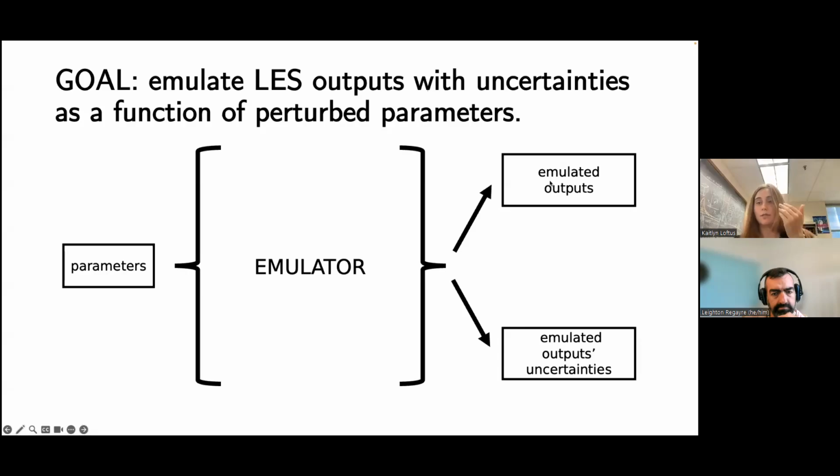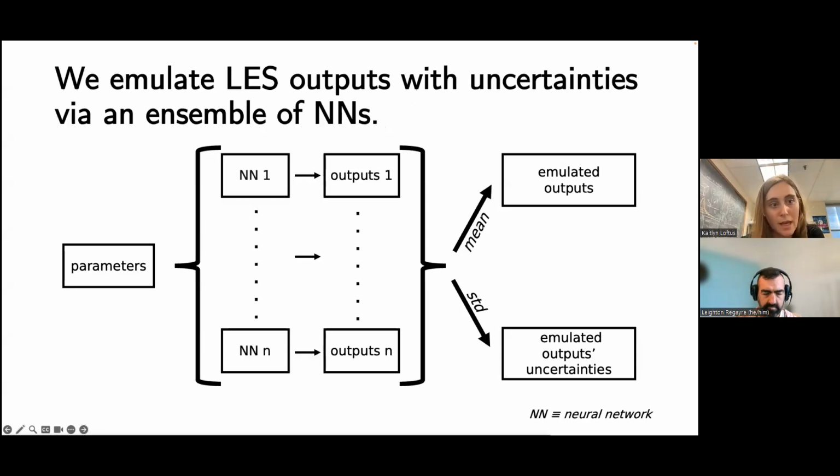Those are the key metrics that we're going to use to constrain the behavior of our model. And we're also going to have some uncertainty on the emulated outputs because our emulator isn't perfect, and we want to know how much error we might expect from the emulation. The way that we are doing this here is via an ensemble of neural networks.